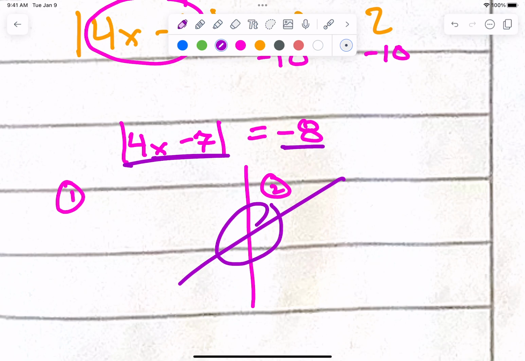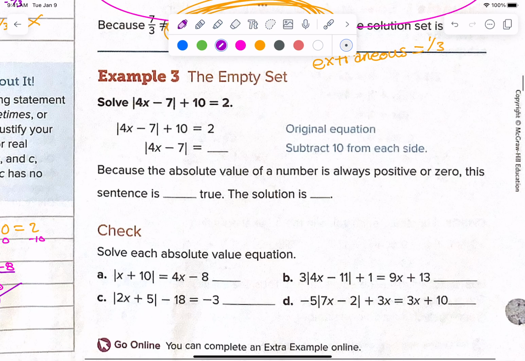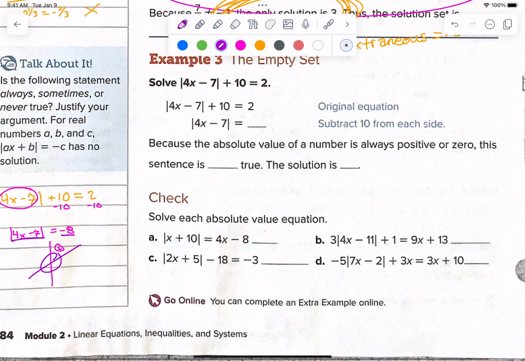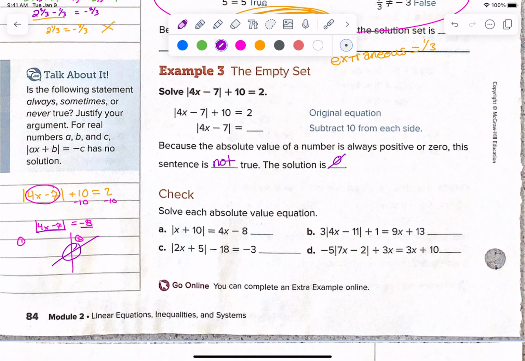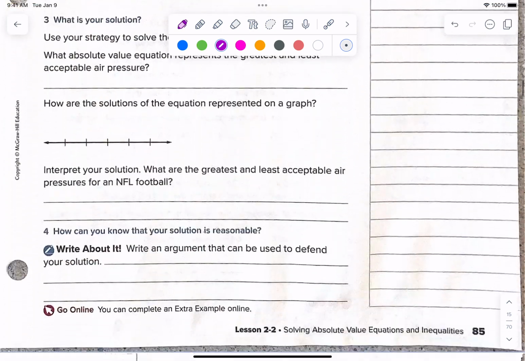We're going to get no solutions because we cannot get a negative as an answer when it comes out to be absolute value, right? So we don't have to do anything. Because the absolute value of a number is always positive, this sentence is not true. The solution is empty set, or nothing. We do not have a solution. Got it? That was example 3.